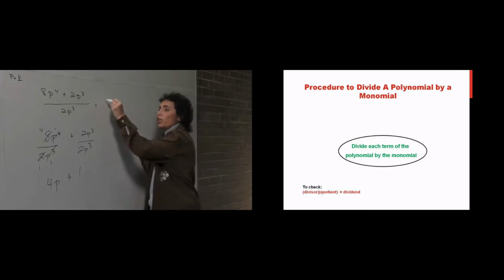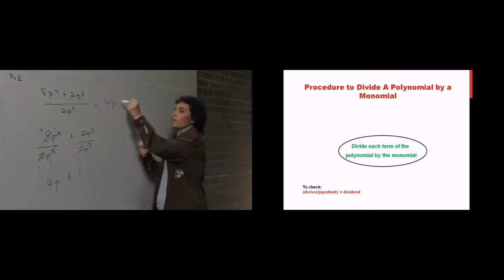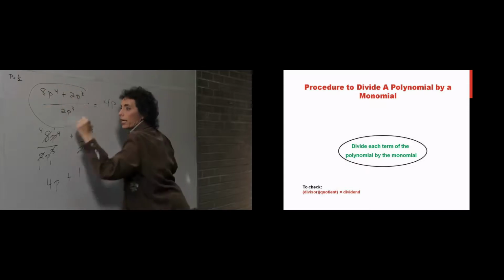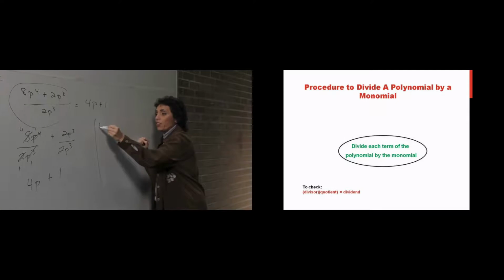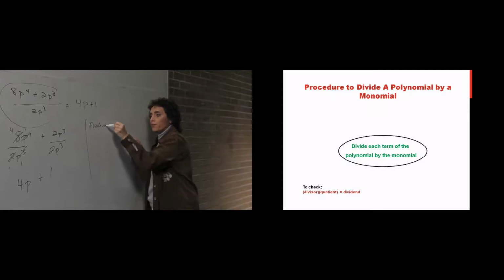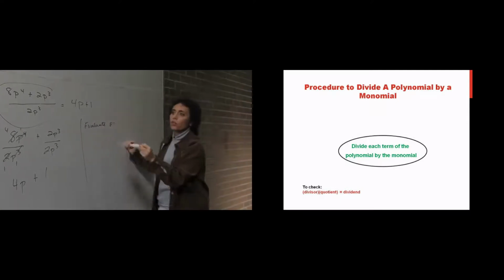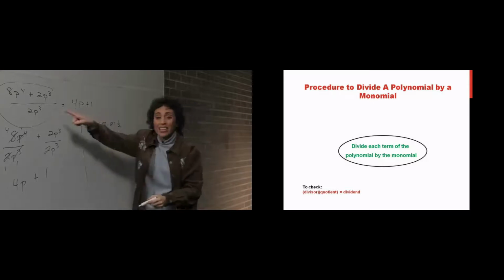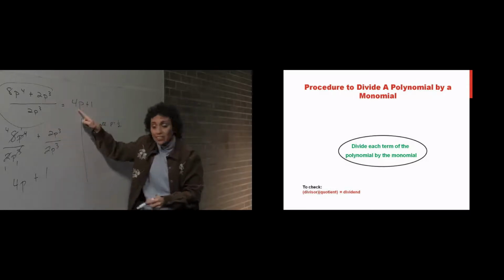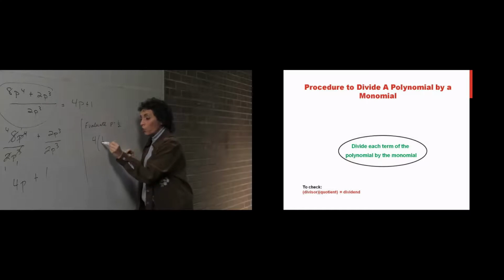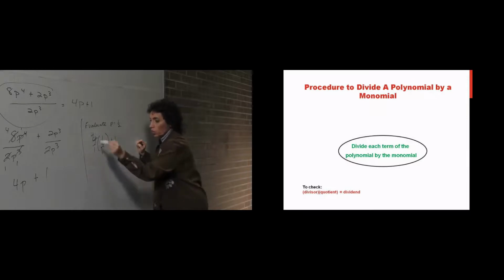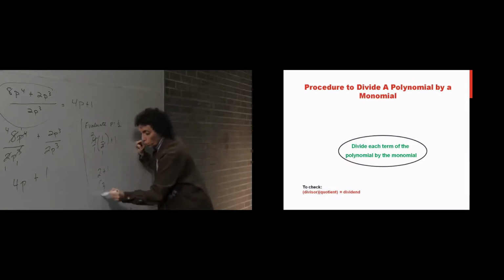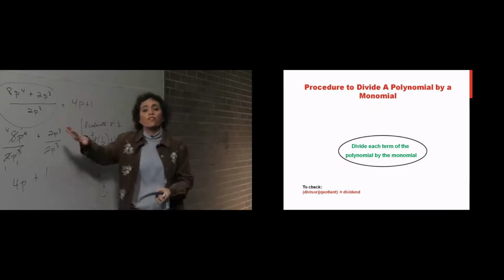So what have I just shown you? I've just shown you that this fraction is equivalent to 4p plus 1. So what does that mean for me? It means that when I evaluate when p equals 1/2, I don't have to plug it into this. I can plug it into this. That's a whole ton easier. 4 times 1/2 plus 1. That's right, 4p plus 1, which is just 2, 2 plus 1, or 3. So it's a lot easier to try to divide first.